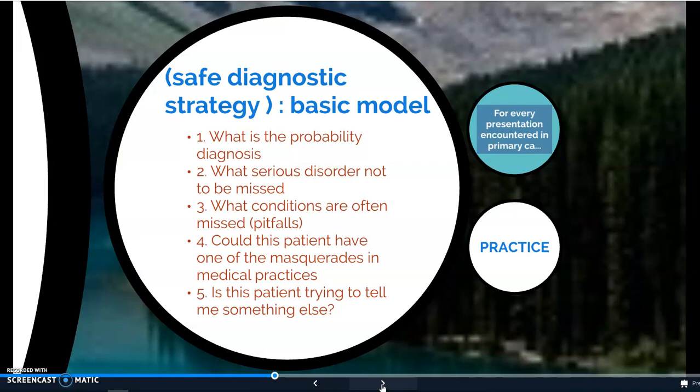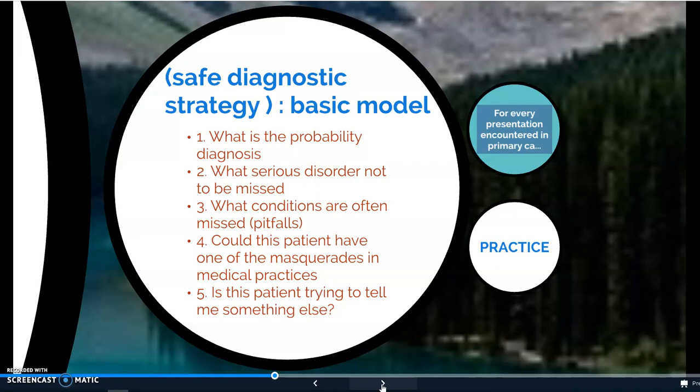Question number three, what conditions are often missed with these presentations? This is called pitfalls. Pitfalls means that the symptoms or presentations can be missed because we don't really think of the diagnosis, because it can be an unusual presentation or a rare presentation of a disease.